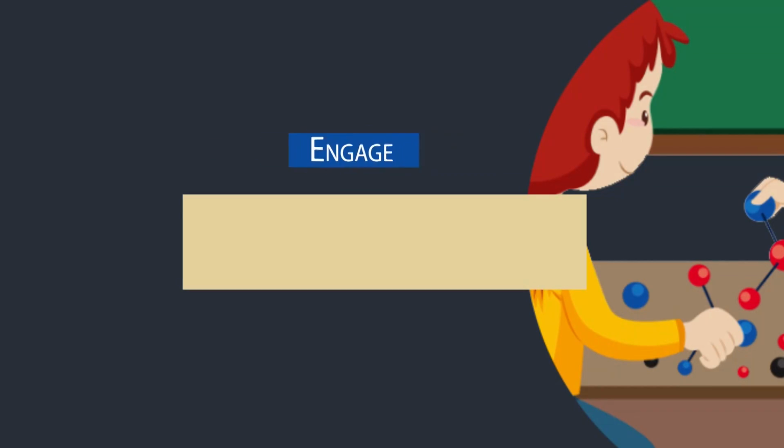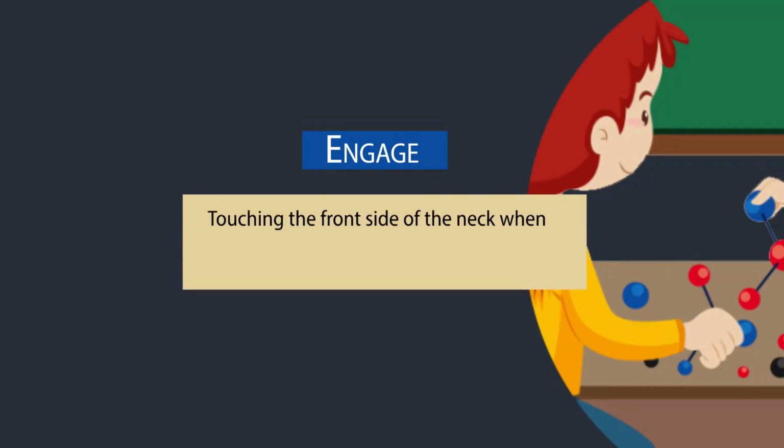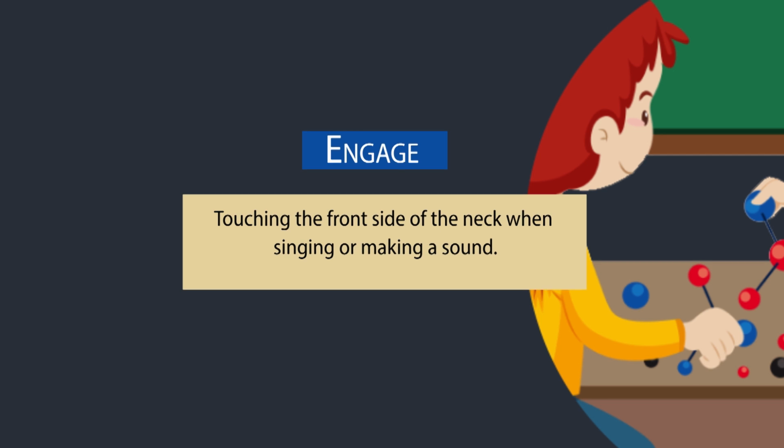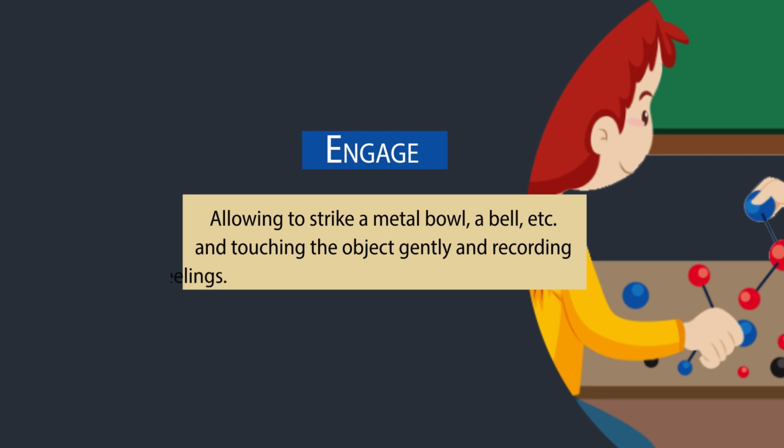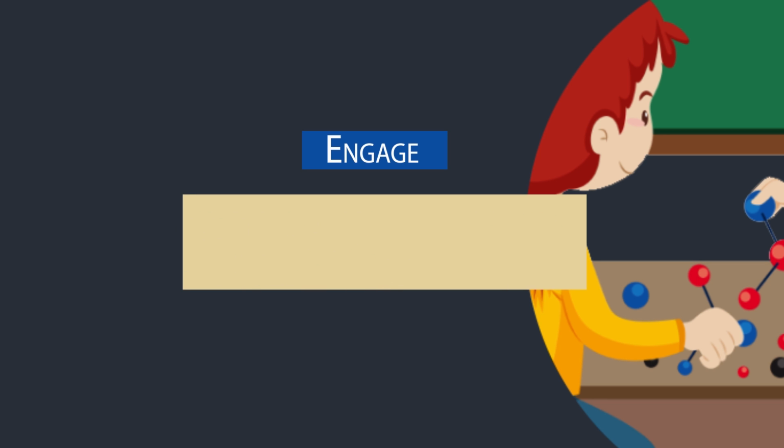Let us now try to understand the model using the concept sound is produced by a vibrating body. Engage is the first activity in the cycle. The teacher exposes the students to various situations of production of sound by vibrating body and facilitates them to observe carefully. She draws students' attention to situations like touching the front side of the neck when singing or making a sound, allowing them to strike a metal bowl, a bell, etc., and touching the object gently and recording their feelings.